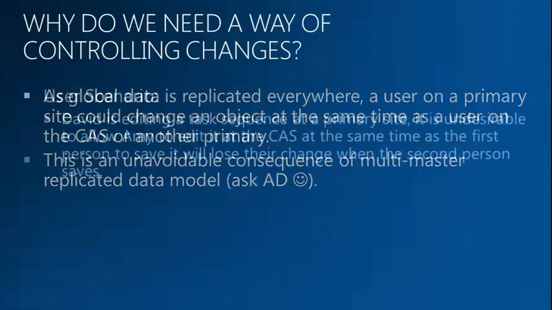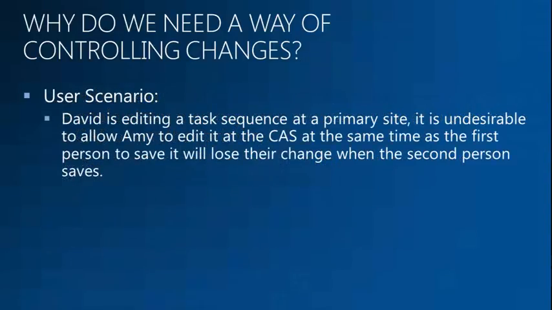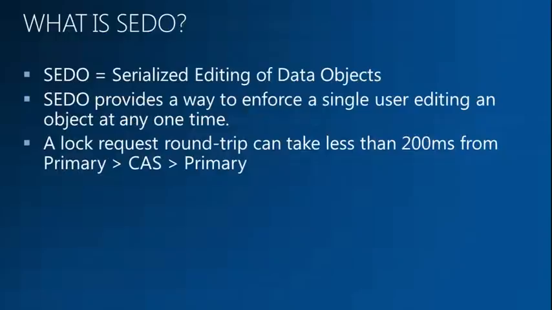So, SEDO is the solution to that. Again, consider a scenario where two people are editing a task sequence. Again, who edits it, right? Even if they're at the CAS, they shouldn't necessarily be able to edit it if that change is happening on the primary. SEDO stands for Serialized Editing of Data Objects. SEDO is much cuter than saying Serialized Editing of Data Objects or Distributed Objects, depending on which revision of the SDK you look at.